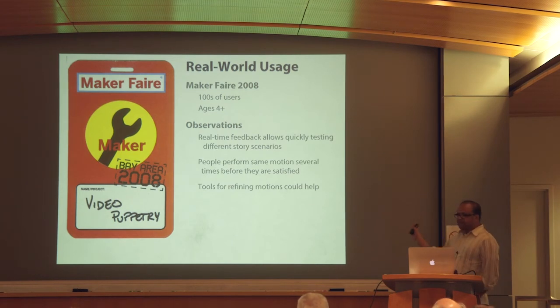We also made a few observations. So first, real-time feedback is very, very useful. It allows users to quickly test different story ideas, and again, we get this kind of fast design iteration. And second, we saw that people performed the same motions multiple times before they were satisfied. And this implies that a tool for refining and editing the motions could further help users. And that's one kind of direction for future work.